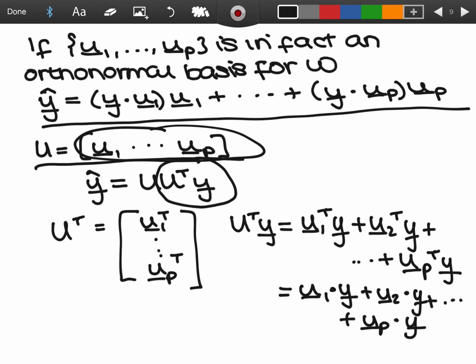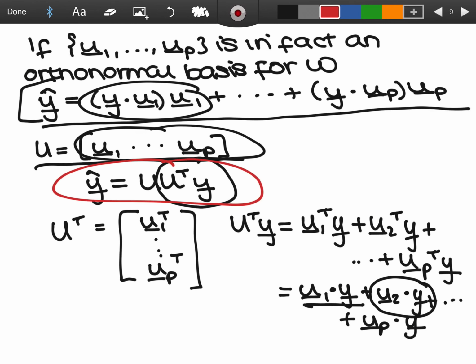Now I'm multiplying that by this matrix here. So what I actually end up with is each one of these terms times a column of the matrix U. So I'm going to get the column U1 multiplied by this term U1 dot Y, which is exactly the same as what I have here. Then the second column would be U2 times U2 dot Y, which would be the next term, etc. So this equation here can just be rewritten as U U transpose Y, where U is just the matrix that is made up of the columns being the orthonormal basis for that subspace W.